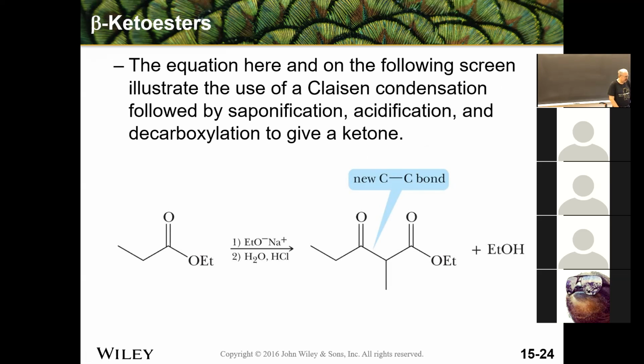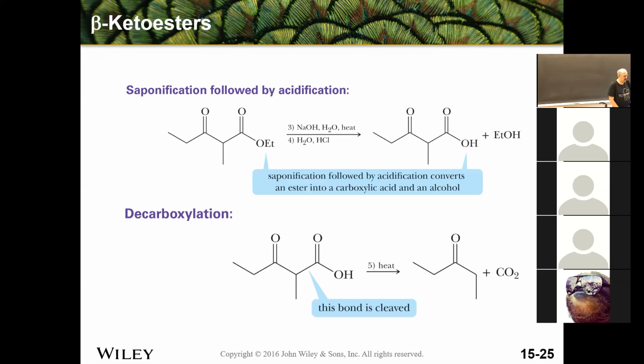Okay, so here we have formation of a beta ketoester. We formed a new carbon-carbon bond. And if we hydrolyze the ester under basic conditions, we would get the carboxylate, O-, but then if we add strong acid, we get the carboxylic acid. And then if we heat this, we'll cleave this bond. We're going to eliminate carbon dioxide.